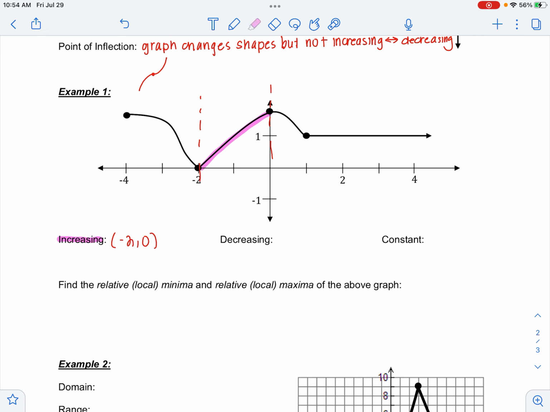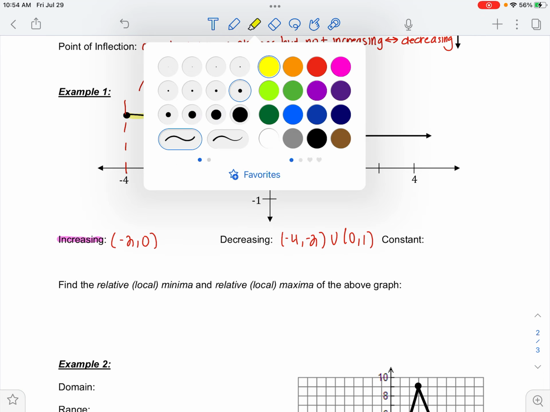All right, now we're going to look for decreasing. Decreasing, I'm looking for left to right, and it's going downhill. So that's this. It's not like perfectly downhill, but it's getting smaller. The y values are getting smaller and smaller. Same thing here, that's decreasing. So I have two intervals. So I have from here to here, which is -4 to -2. Also, so union. And then I also have this piece right here, which starts here, ends here. That's 0 to 1.